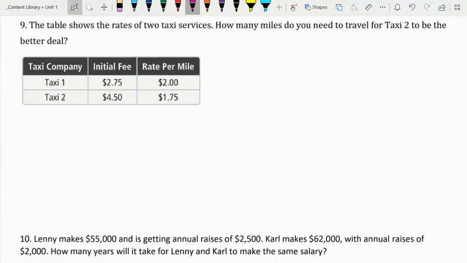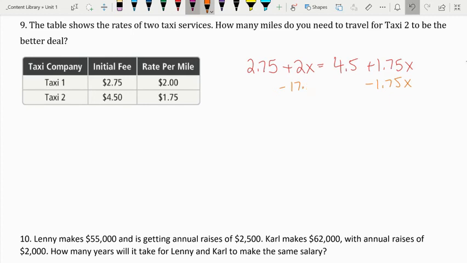The next one says the table shows the rates of 2 taxi services. How many miles do you need to travel for taxi 2 to be a better deal? So this is very similar to the last one. Taxi 1 has an initial fee of $2.75 and then $2 per mile. Taxi 2 has $4.50, but then only $1.75 per mile. So if I want to solve, I would subtract 1.75, not 17.5, and have 2.75 plus 0.25x equals 4.50.